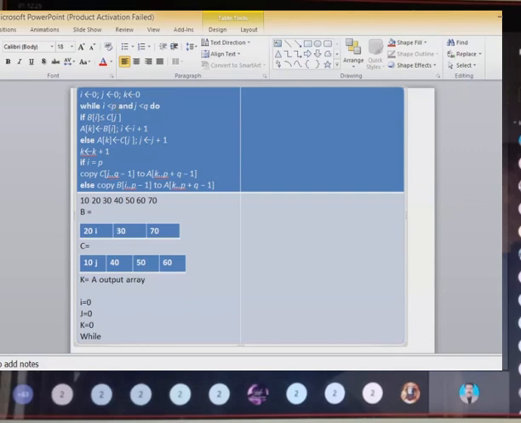p is nothing but the number of elements in the B array. Then what about q? q is the number of elements in the C array. Okay.